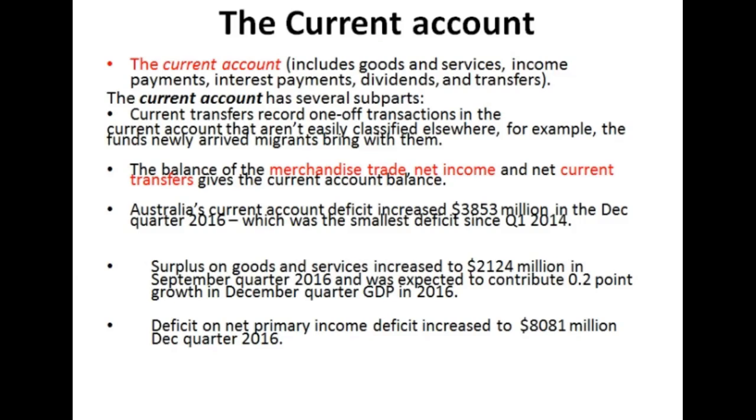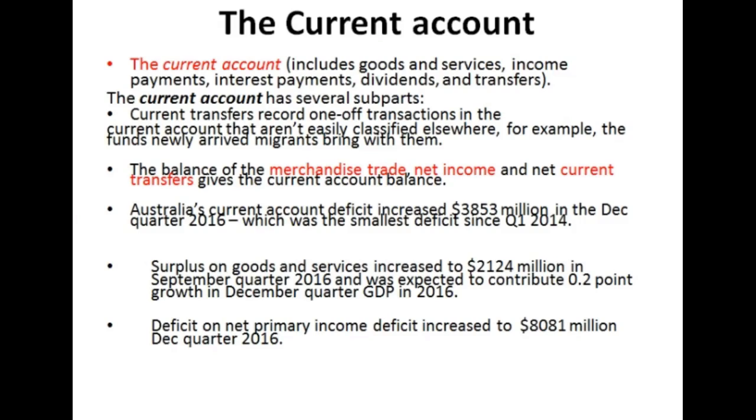First one, the current account transfer, which records one-off transactions which are not easily classified elsewhere. An example is the funds that are brought by newly arrived migrants. So that is called the current transfer account.